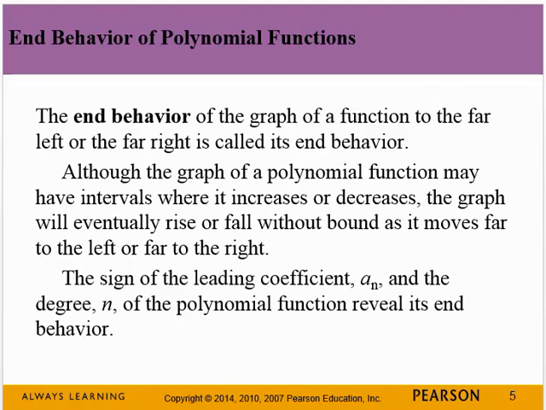The behavior of a graph of a function to the far right or far left is called its end behavior. So what's happening to the far left and right is your end behavior. Although the graph of a polynomial function may have intervals where it increases or decreases, the graph will eventually rise or fall without bound as it moves far left or far right. The sign of your leading coefficient, so positive or negative, and the degree n of the polynomial function reveal its end behavior.